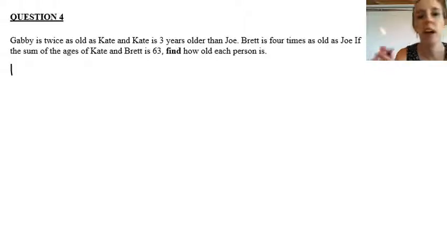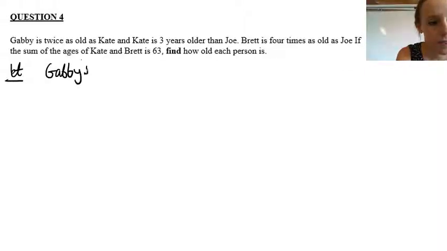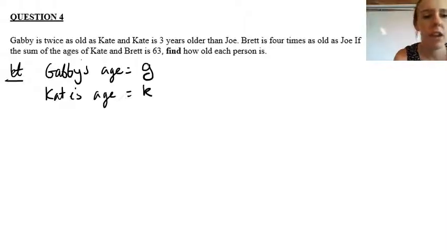So for a start, I'm going to assign a variable for each of their ages. So I'm going to let Gabby's age equal G, because it's Gabby, but you can pick whatever you want. So Kate's age, I'm going to let that be K, because I'm very creative like that.